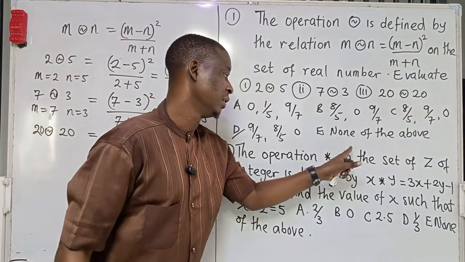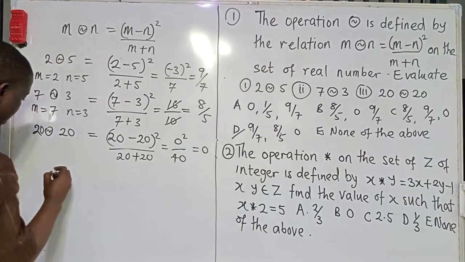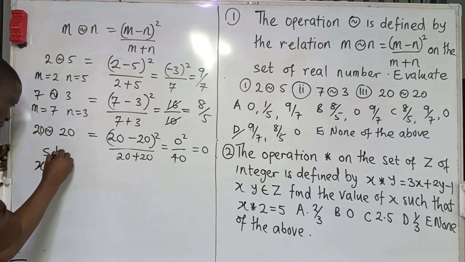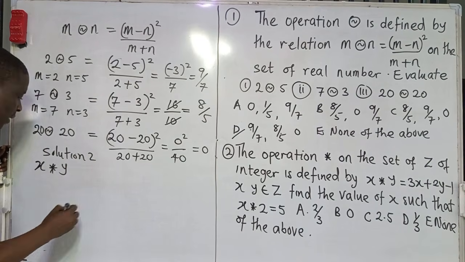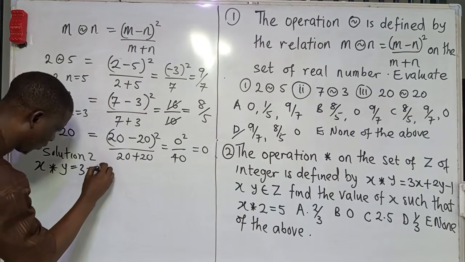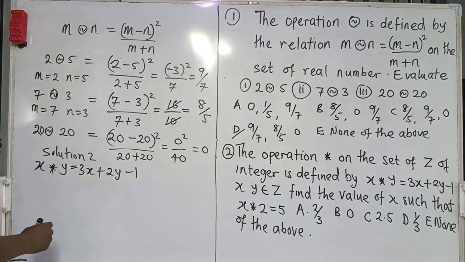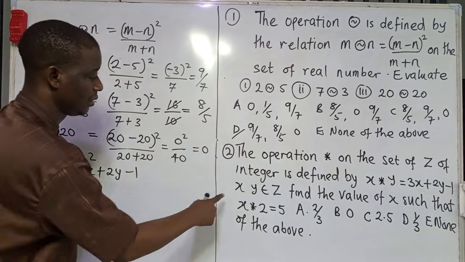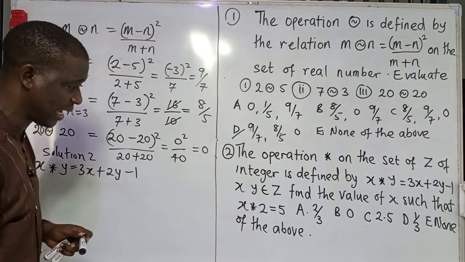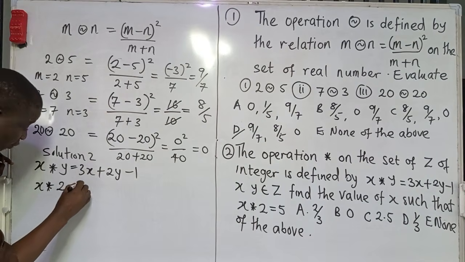Now the second question says the operation on the set of integers is defined by x operation y equals 3x plus 2y minus 1, where x and y are elements of Z. Find the value of x such that x operation 2 is equal to 5.